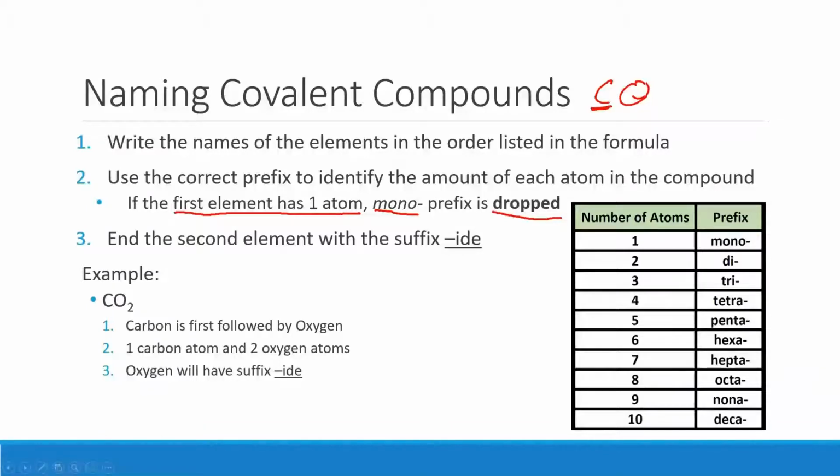Now let's just go ahead and add our prefixes to the mix. So since we have 1 carbon, it would be monocarbon. And since we have 2 oxygens, it would be di, and remember that the second one has its ending changed to oxide. However, if you notice, I am kind of ignoring my rule right now, and I should fix that. Since carbon is the first element, I have to drop that mono prefix. So this would not be monocarbon dioxide, this would simply be carbon dioxide. Here it's written in the slides themselves.